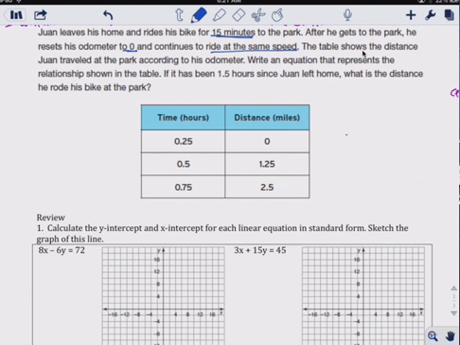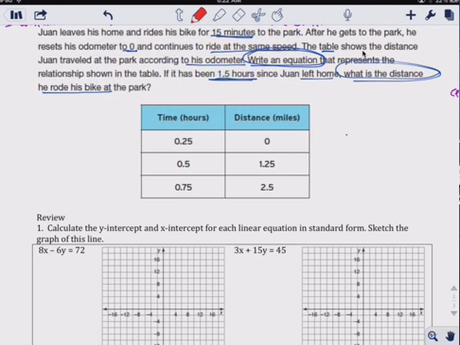The table shows the distance Juan traveled at the park. So this table is only the distance he traveled at the park, according to his odometer. Write an equation that represents the relationship shown. If it's been 1.5 hours since Juan left home, what is the distance? It's the other question you'd answer. Juan rode his bike at the park.